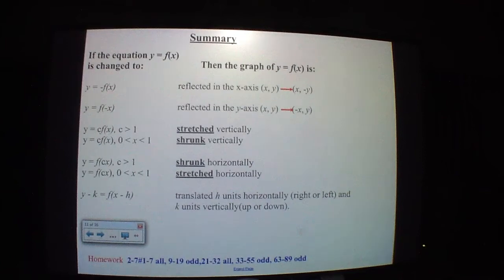Homework: 1 through 7 all, 9 through 19 odd, 21 through 32 all, 33 through 55 odd, 63 through 89 odd.